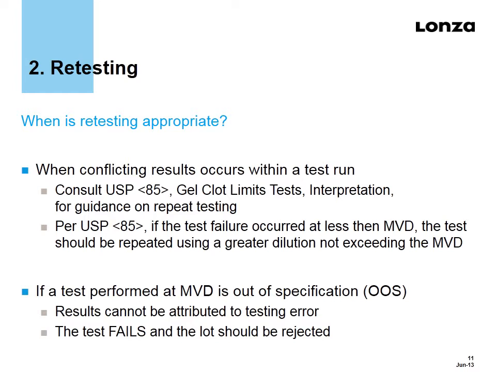The next question is regarding retesting and when is retesting appropriate. The guidance document states that when conflicting results occur within a test run, that the user should consult USP Chapter 85 gel clot limit tests interpretation for guidance on repeat testing. As per Chapter 85, if the test failure occurred at less than the maximum valid dilution, the test should be repeated using a greater dilution, not exceeding the maximum valid dilution.